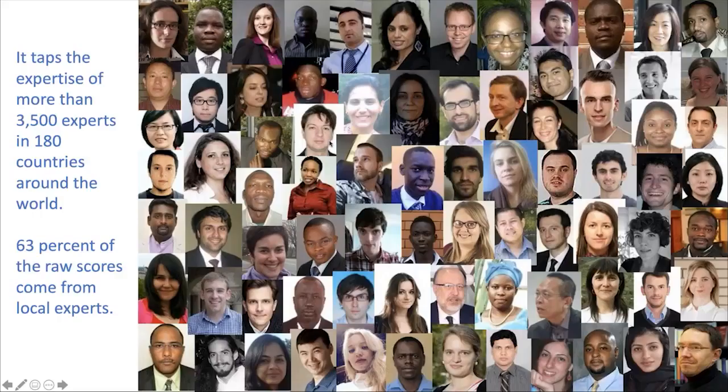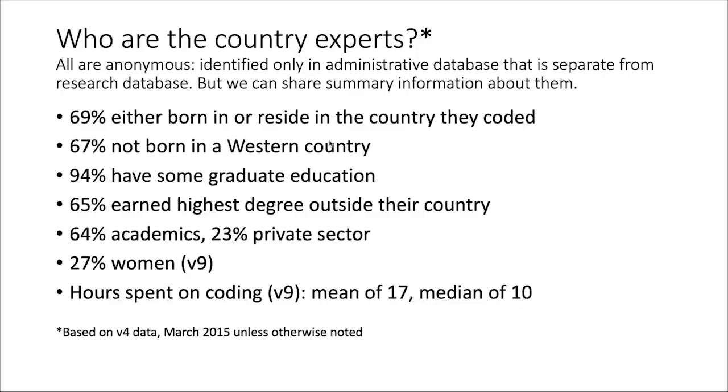Almost 70% are either born in or reside in the country they coded. Two-thirds are not born in a Western country. Almost all have some graduate education. Many are trained outside their country. They're mostly academics. Not as many as we would like are women. And the average person spends a mean of 17 hours on their coding assignment, or a median of 10 hours.